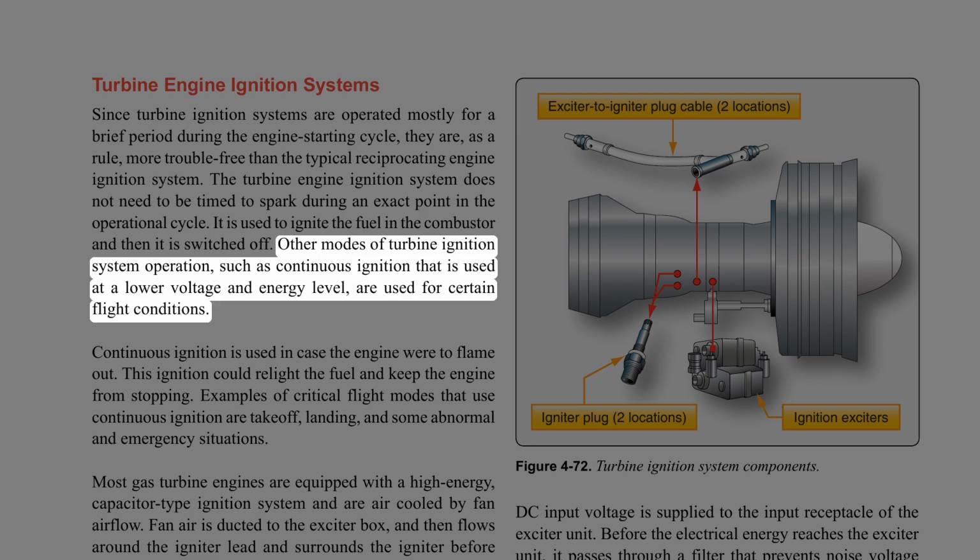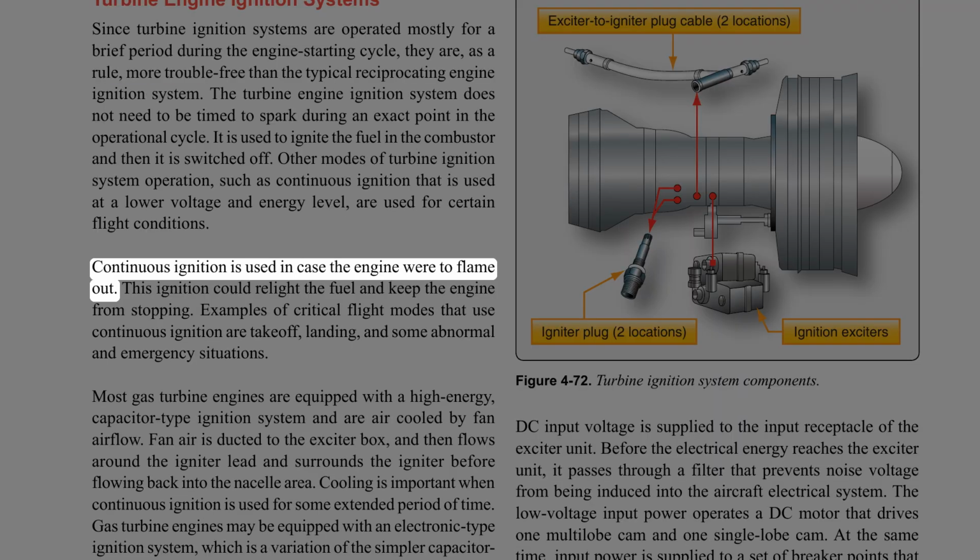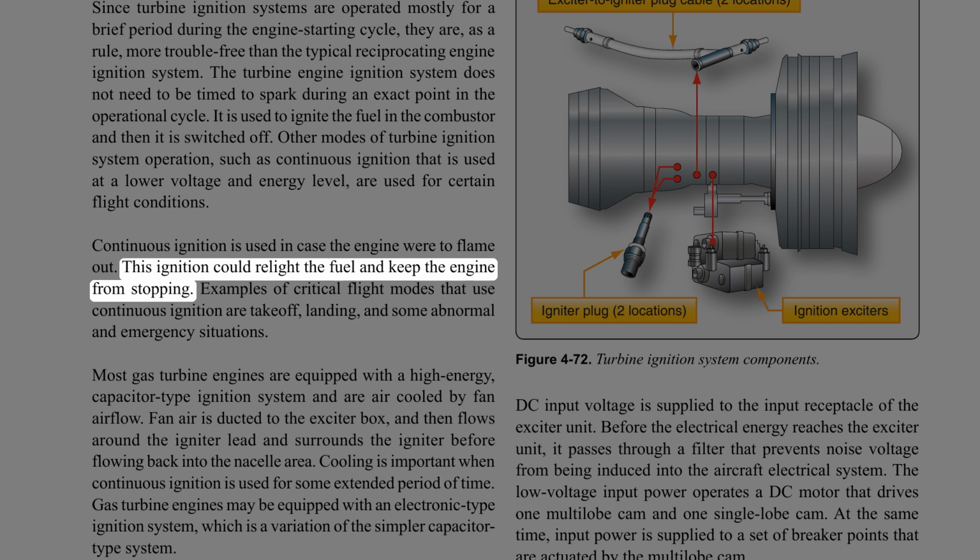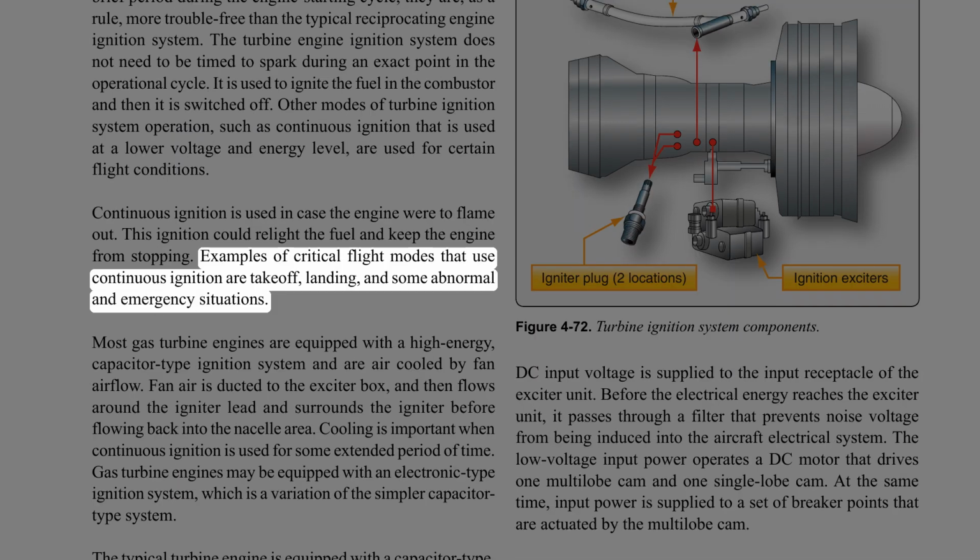Other modes of turbine ignition system operation, such as continuous ignition that is used at a lower voltage and energy level, are used for certain flight conditions. Continuous ignition is used in case the engine were to flame out. This ignition could relight the fuel and keep the engine from stopping. Examples of critical flight modes that use continuous ignition are takeoff, landing, and some abnormal and emergency situations.